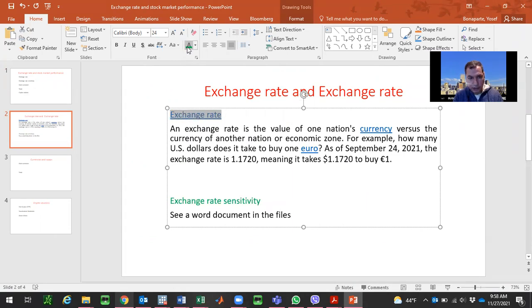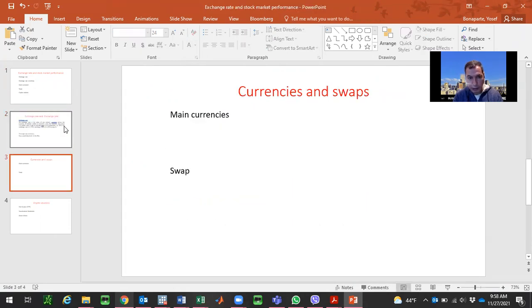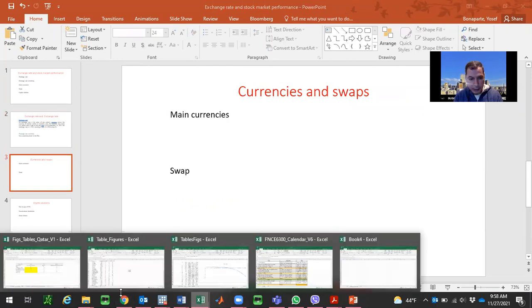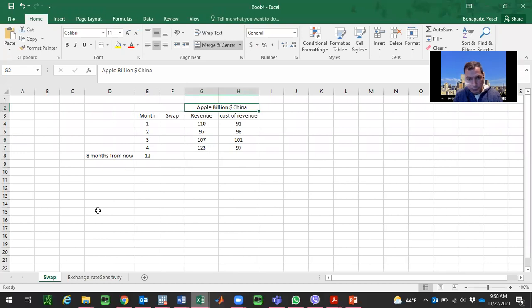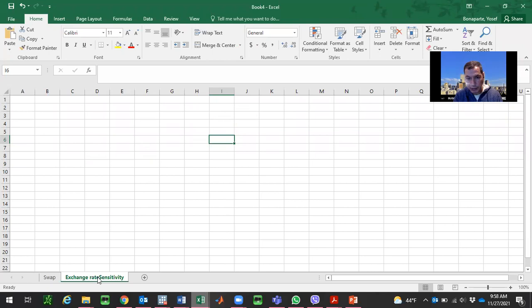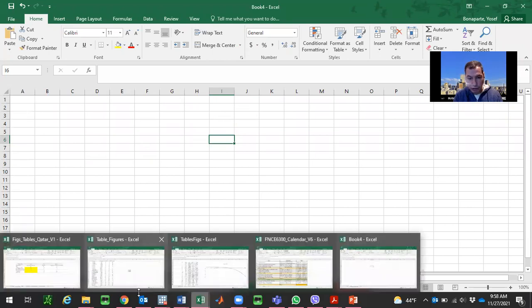So we're going to work on this slide. Once I finish that, we're going to have another exercise with the swap. I have an exercise for you for swap. It's right here. And also I will save it and you can see it there. Exchange rate sensitivity, we're going to start with it now. So what is exchange rate sensitivity?